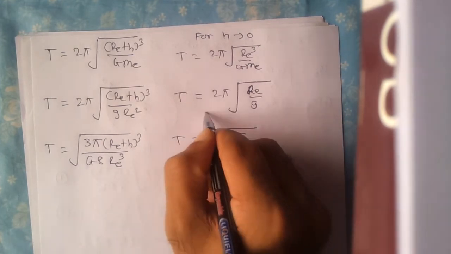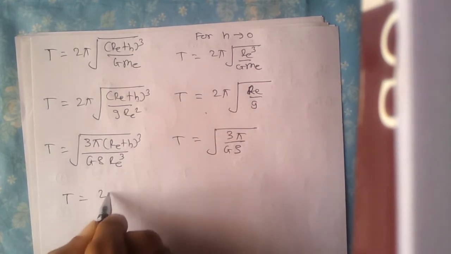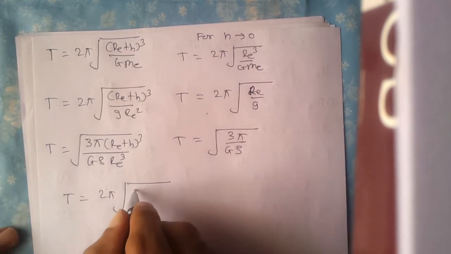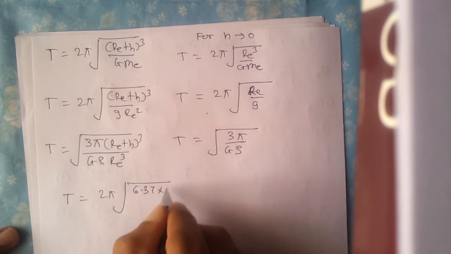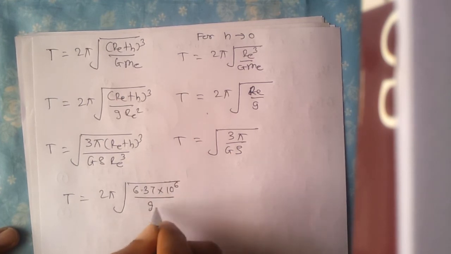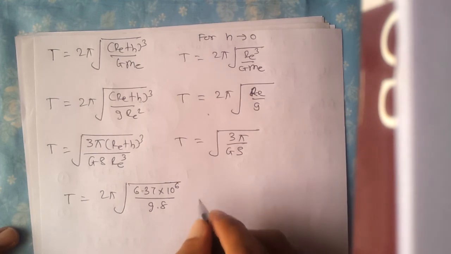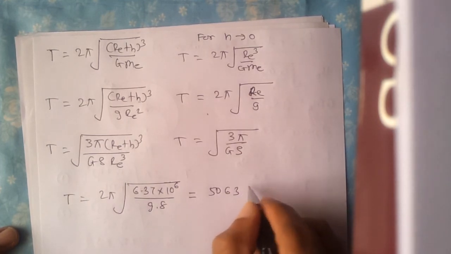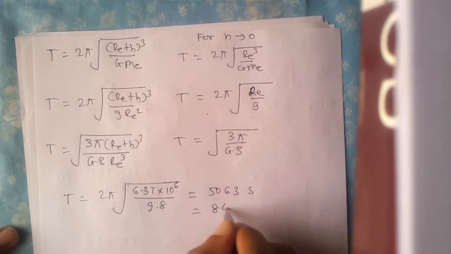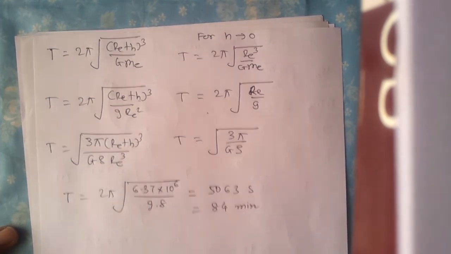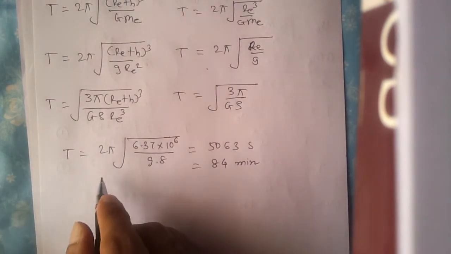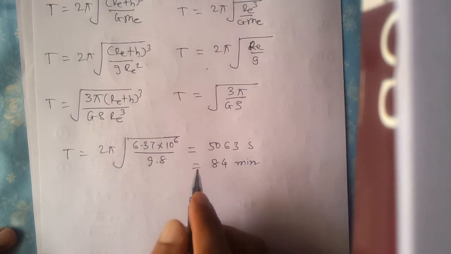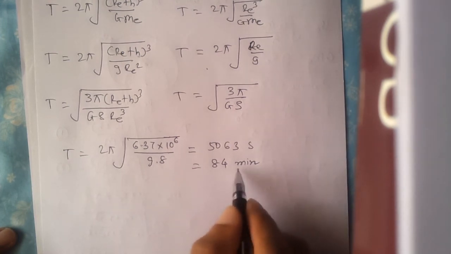So T is equal to, I am choosing this particular equation, so I'll get T = 2 pi into square root of r_e. Now r_e, radius of the Earth, can be taken as 6.3 into 10 raised to 6, and g is 9.8, pi is of course 3.14. So if I do this calculation, I'll get approximately 5063 seconds, and that is equal to nearly 84 minutes. So what I conclude from this is that a satellite which is revolving very close to the Earth's surface has a period of revolution of 84 minutes.